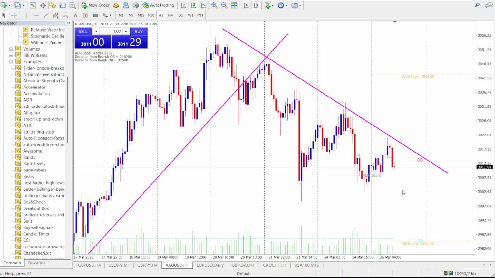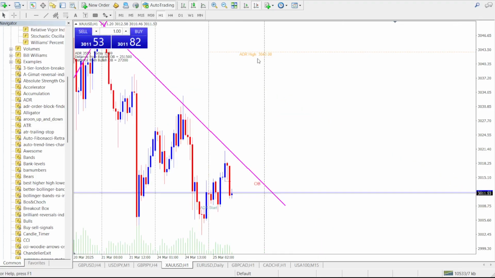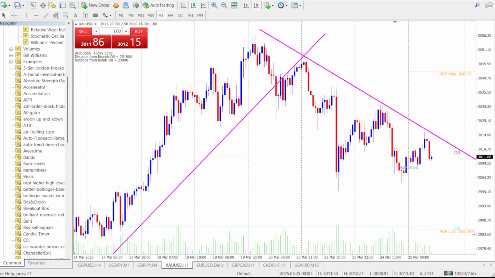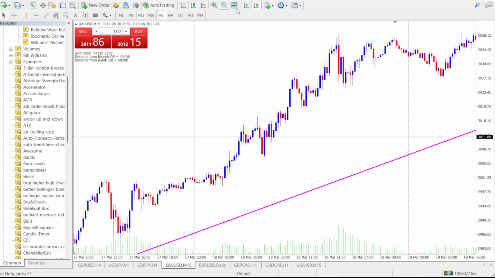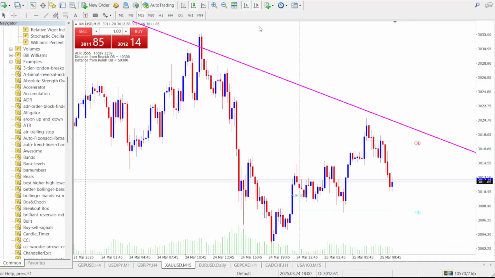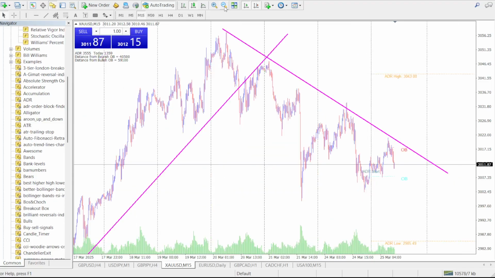So this indicator does not provide direct buy or sell signals. It's important for you to take note of that. The indicator does not give you specific points to buy or specific points to sell. It just helps you identify some important information: your ADR high, your OB, your ADR low, your OB. You can see the blue OB and the red OB. So it just identifies those important price points for you, but it does not give you precise entry or exit points.